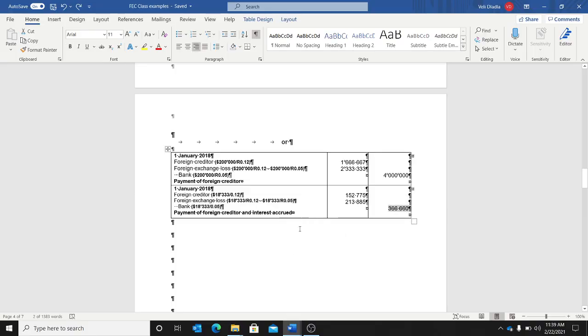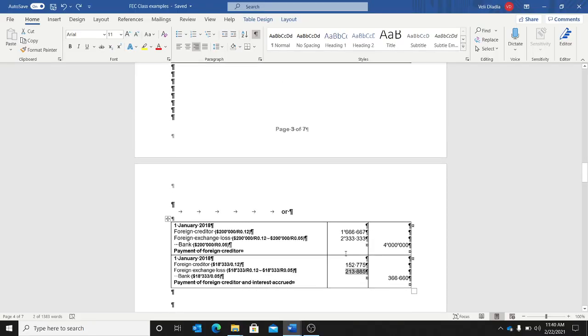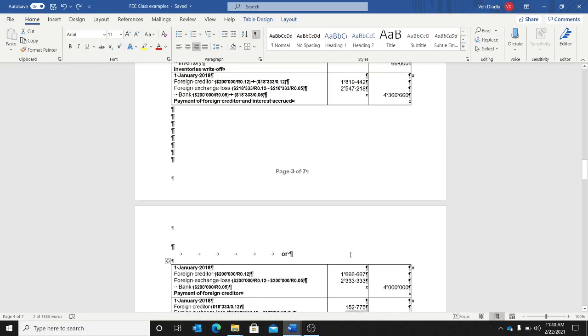Now I'm dealing with interest now. The 18 at 0.12 gives me 152,775. Okay, so now I'm paying something which is 152,775, but I'm paying 366.60. Okay, now I've got a foreign exchange loss because something that is recorded at year end at 18 at 0.12, now if I have to pay it, I'll have to pay it at this much, right? At this much, which means I've lost 213,885. Now this journal entry that I've done here is the same as this thing here.